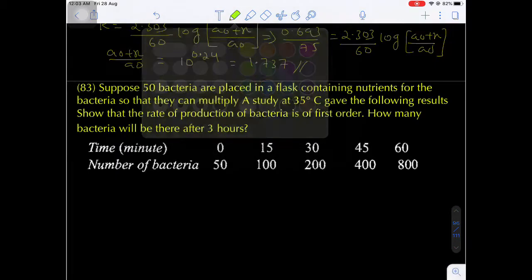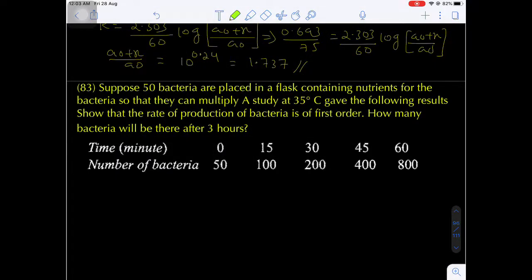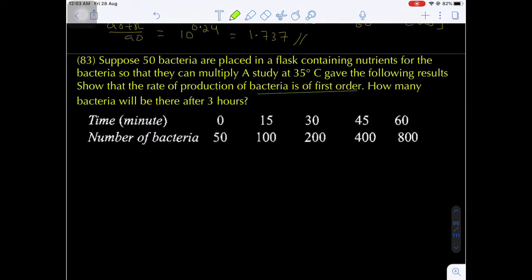In this next question, suppose 50 bacteria are placed in a flask containing nutrients so they can multiply. A study at 35 degrees Celsius gave the following results. Show that the rate of production of bacteria is first order kinetics, and how many bacteria will be there after 3 hours. Now first of all, what is the rate constant for bacterial growth? That is the first order kinetics.